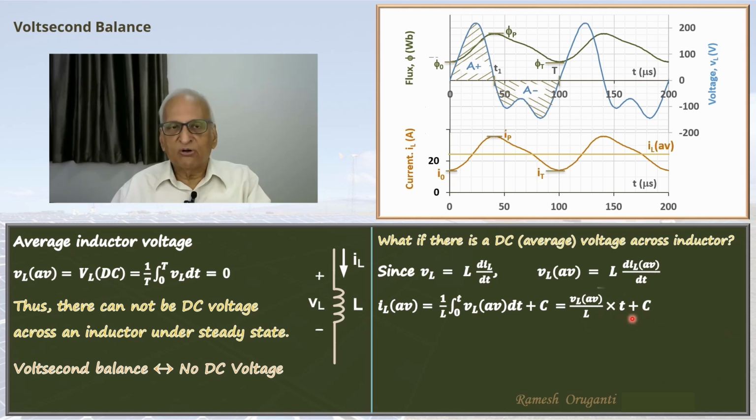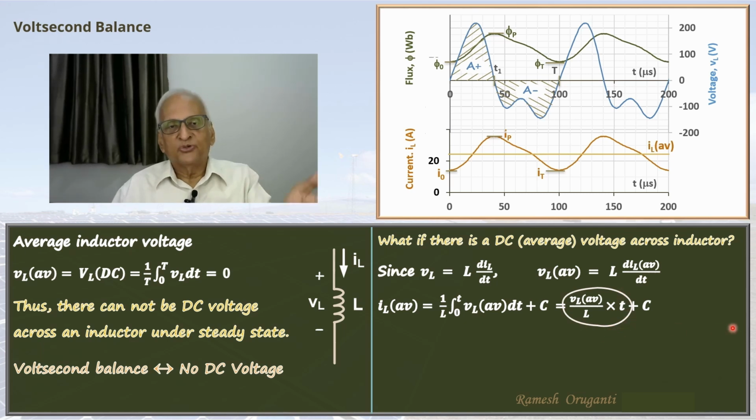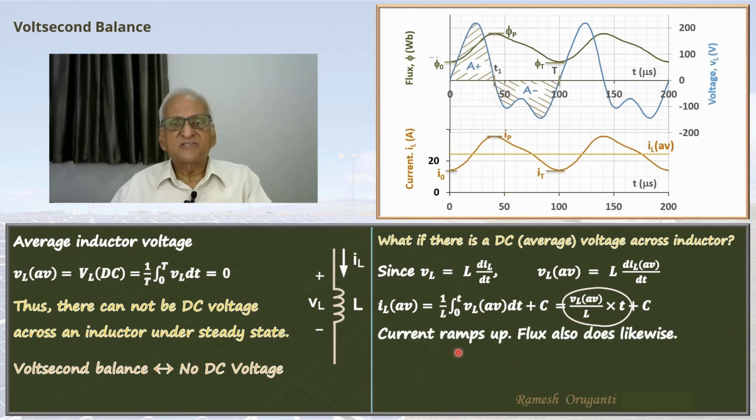So as T progresses, average current will keep on increasing. So your source will fail, components will fail. Likewise, the flux is going to increase and the core will be driven to saturation. So this is not acceptable. So independent of our previous discussion, the average voltage across the inductor cannot be non-zero.